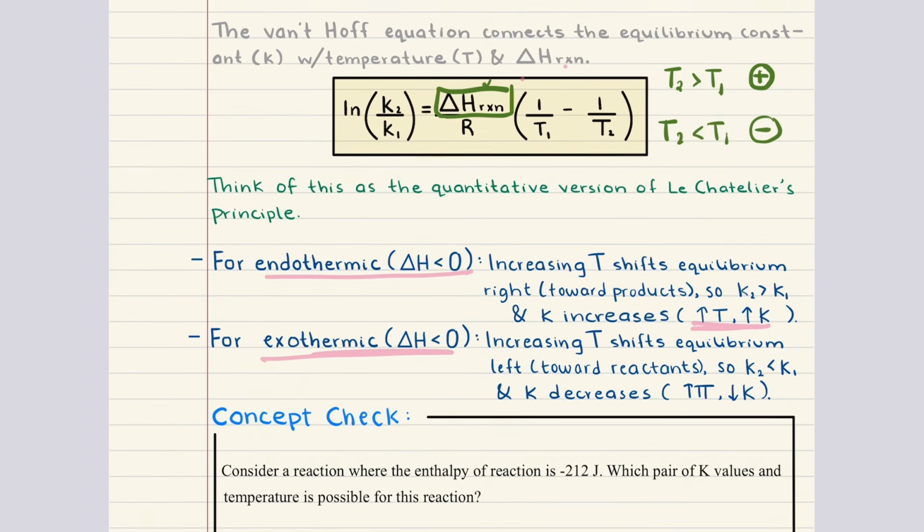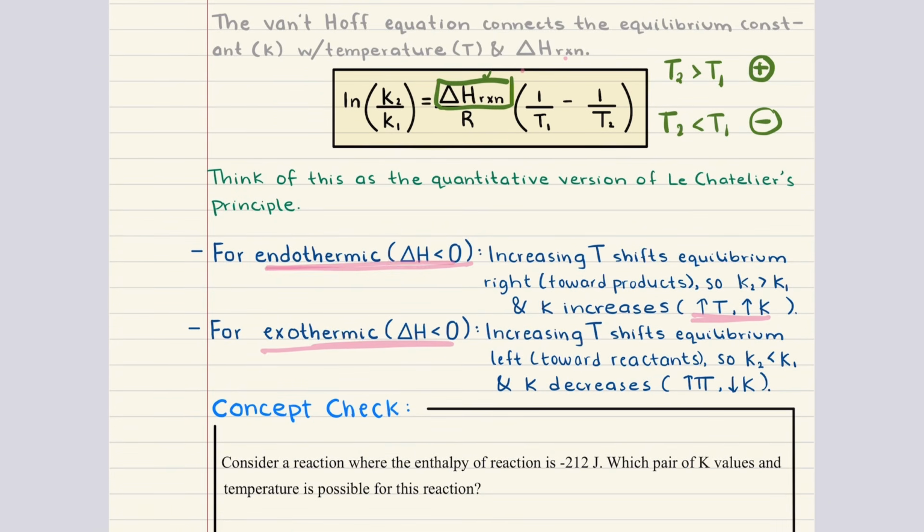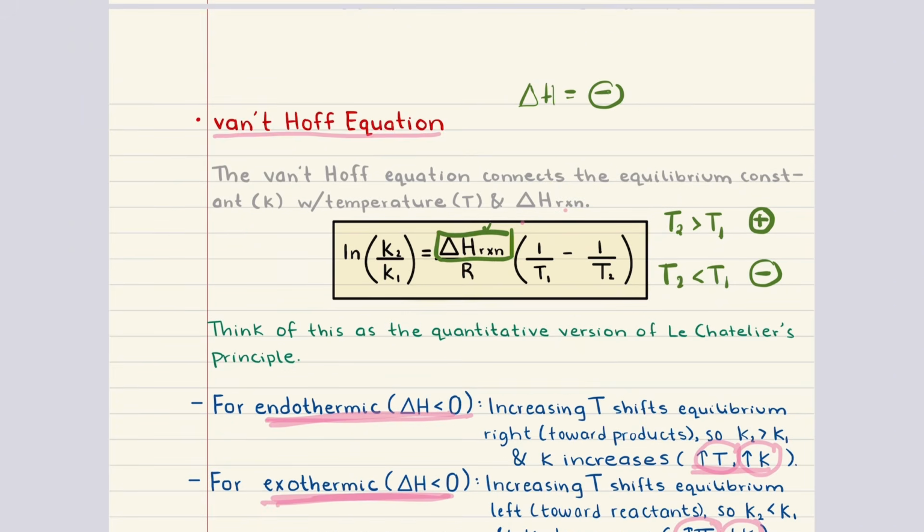That's the logic you want to carry with you. For endothermic reactions, temperature up means K up. For exothermic reactions, temperature up means K down. Another way to see this is to imagine plotting the natural log of K versus 1 over T. That relationship is linear, and the slope of the line is negative delta H divided by R. So the steeper the slope, the larger the enthalpy change of the reaction.